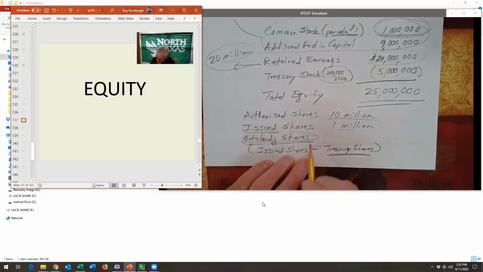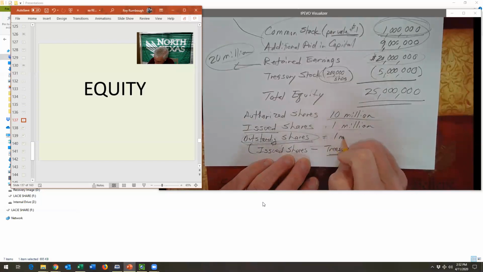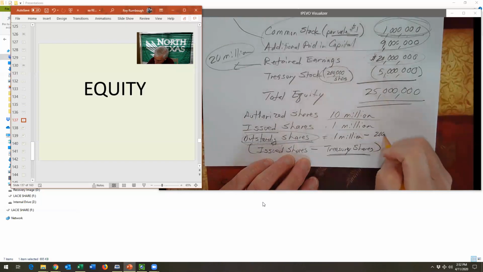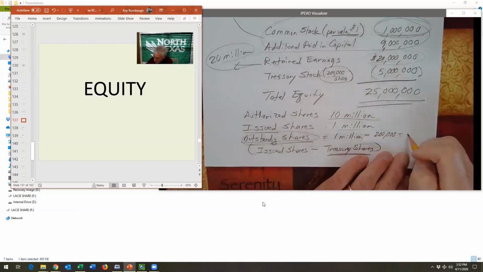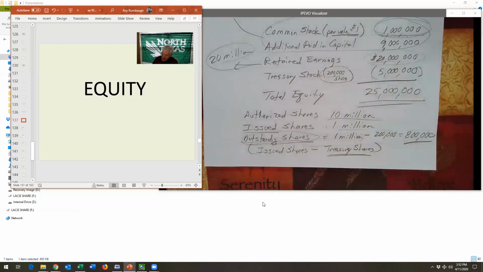So in this company, we have 1 million issued minus 200,000, so outstanding shares equal 800,000 shares. Authorized 10, issued 1 million in paid in capital, minus the shares we bought back, 800,000 outstanding shares. So this is an important definition. If you don't understand this for the lecture, spend time on this.